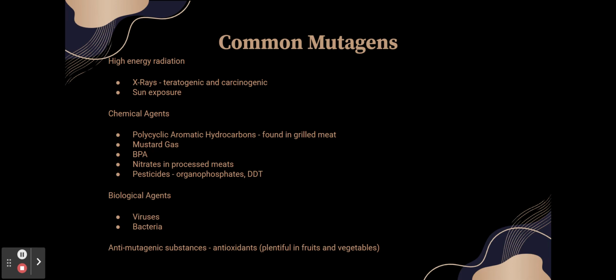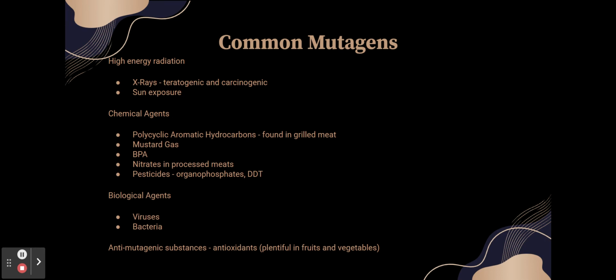We have chemical agents such as PAHs, polycyclic aromatic hydrocarbons, and they come from overgrilled meat. We all like that nice crust on a steak if you eat meat. Those are found to be carcinogenic. Mustard gas was used as a chemical agent in warfare and then in smaller doses was used as an alkylating agent for cancer treatment. That can cause changes to the DNA.